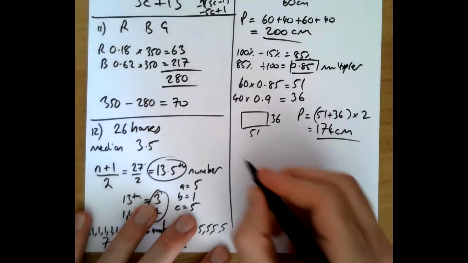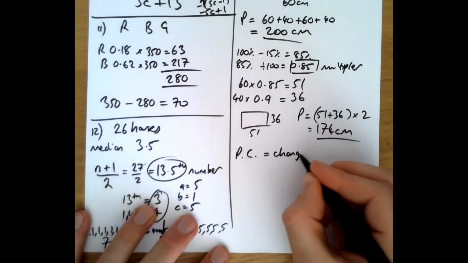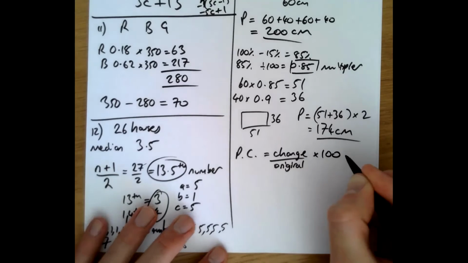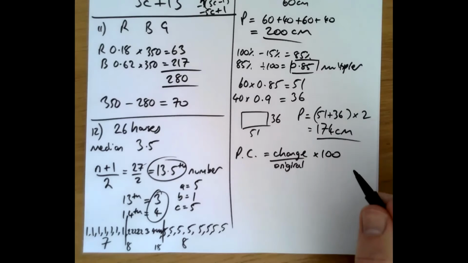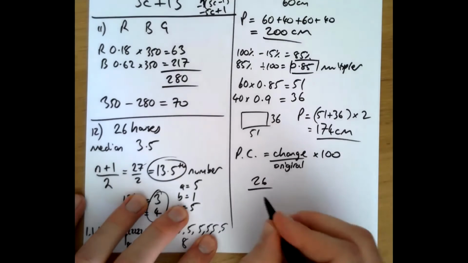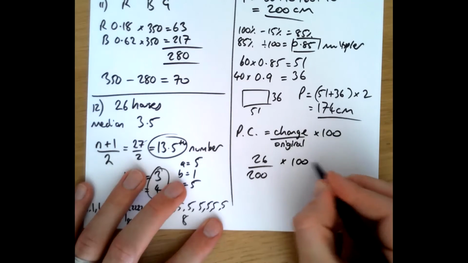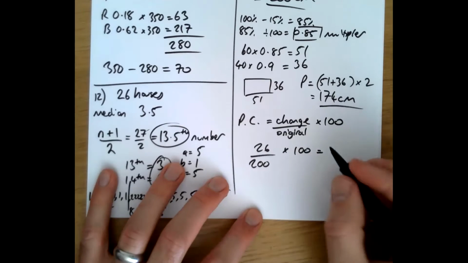So any form of percentage change is the change, the difference, divided by the original, and then multiplied by 100. So if we've got the change, 200 take away 174 is 26. The original perimeter was 200. And then I times it by 100 to make it a percentage. So 26 divided by 200 times by 100. We could probably have done that in our heads as well.